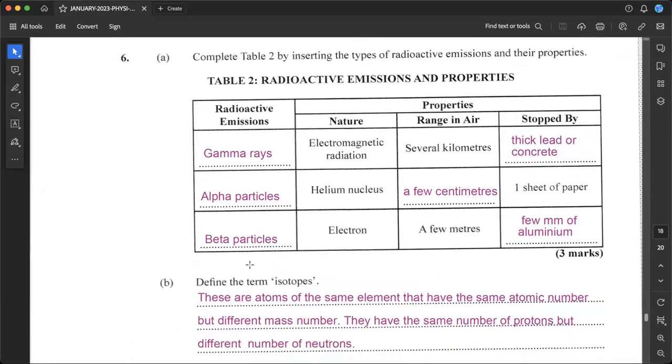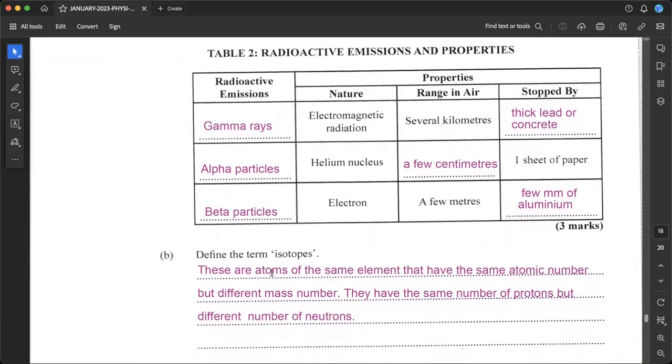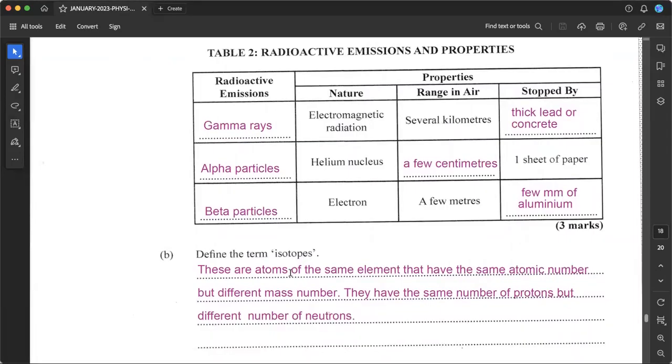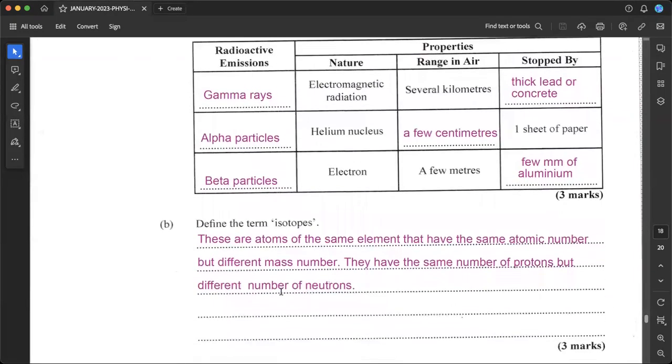For part B, we are asked to define the term isotopes. Isotopes are atoms of the same element that have the same atomic number, but a different mass number. It would be like this. We have an element Y, and it has a mass number A and an atomic number Z. Atoms of the same element that have the same Z, but their A, which is their mass number, is different. That would be an isotope.